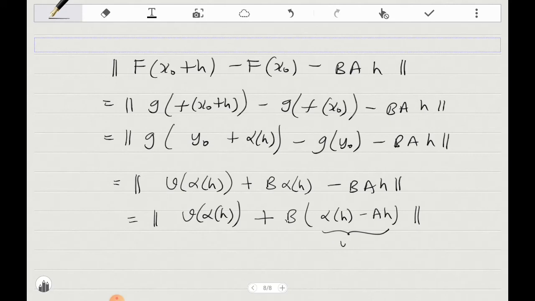Now I'll use the triangle inequality and write it as the norm of V of alpha of h plus, now I'll use the norm of B times UH. I'll use the operator norm property, operator norm of B less than or equal to this times norm UH. So this is the operator norm of this linear transformation or matrix.